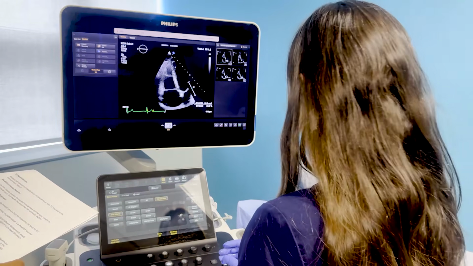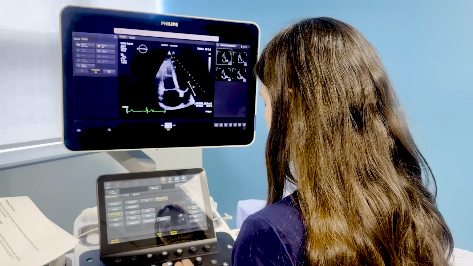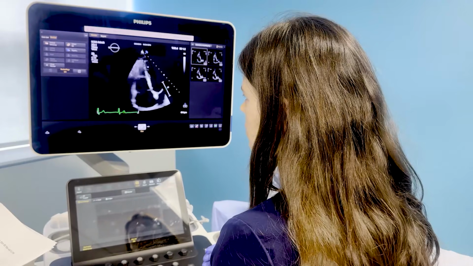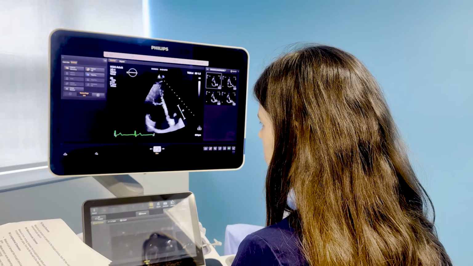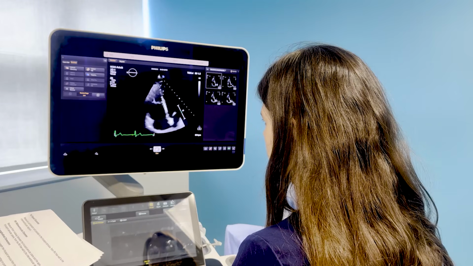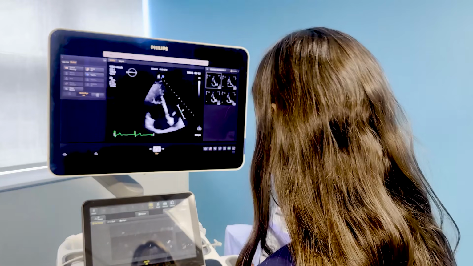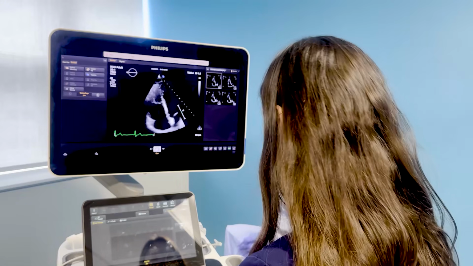So some normal measures to remember are that the RV basal diameter is normally less than 4.1 centimeters. The longitudinal diameter is less than 8.2 centimeters. And the mid-ventricular diameter is less than 3.5 centimeters. Why don't you show us how you measure TAPSE from this view?